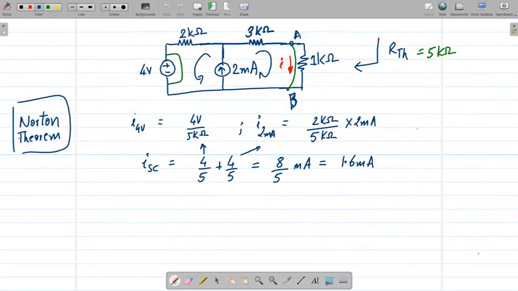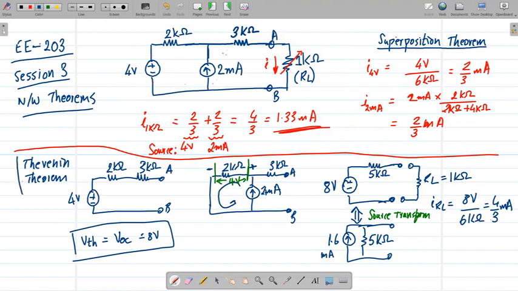So you end up having a circuit which has 1.6 milliamps in parallel with 5 kilo ohms, and this is my terminal A and B. Okay, and now if I want to put 1 kilo ohm, I can put the 1 kilo ohm load over. So this is basically a consistency of the Thevenin theorem, Norton theorem, and superposition theorem. So we've done all three of these.